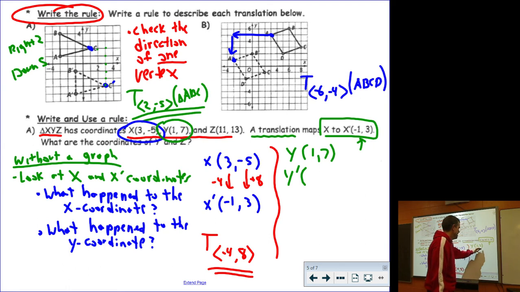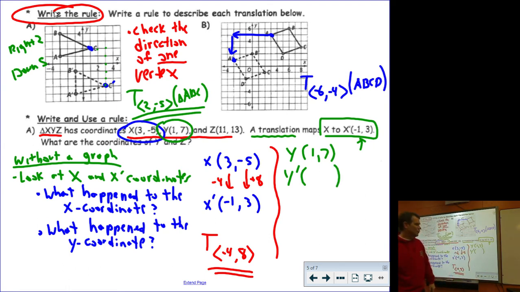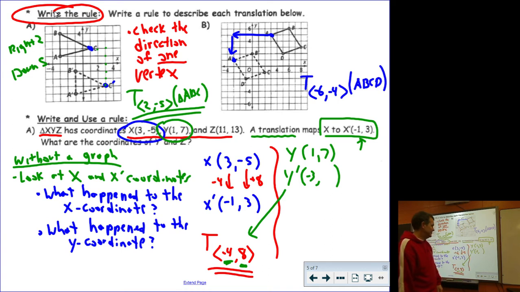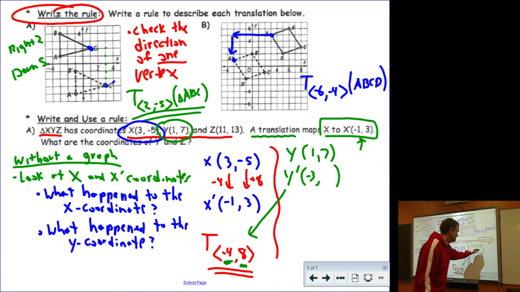Where is y prime going to be? So y prime needs to follow the same vector. The x coordinate needs to go down 4. So from 1 down 4 would be -3. And the y coordinate needs to follow the same vector. It needs to go up 8. It would become 15. Can you get the z coordinate on your own?